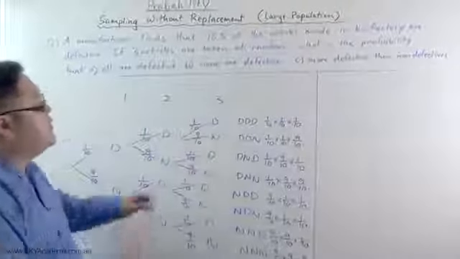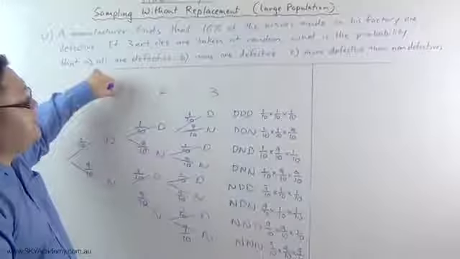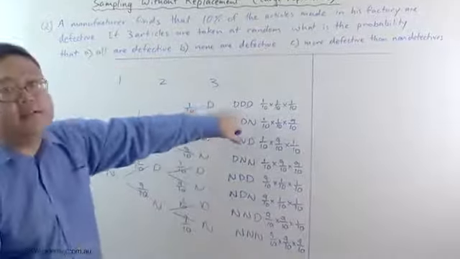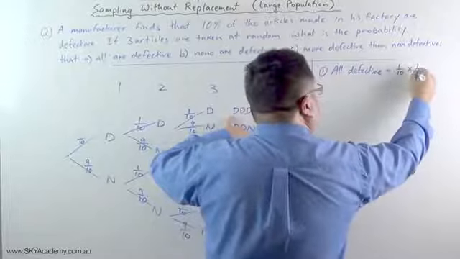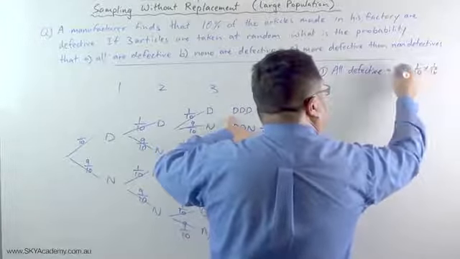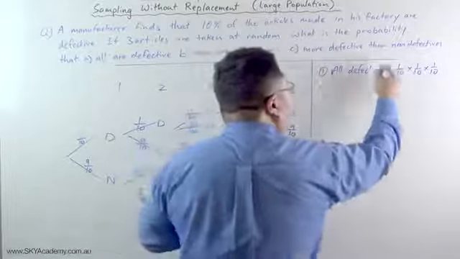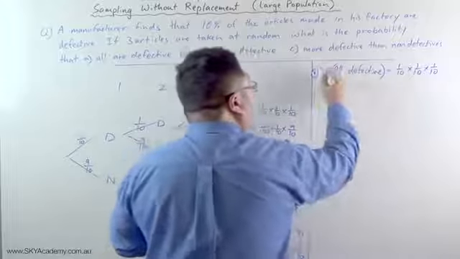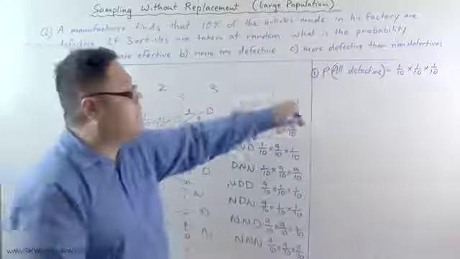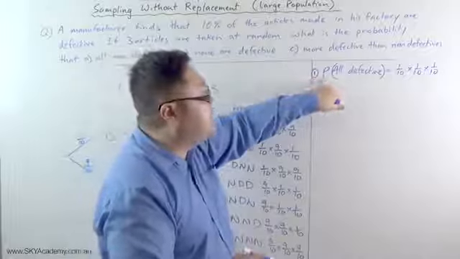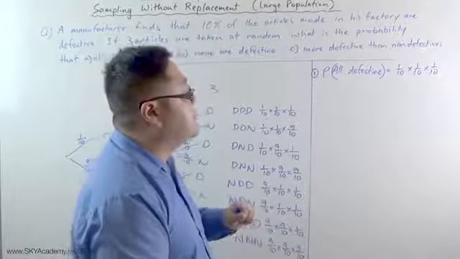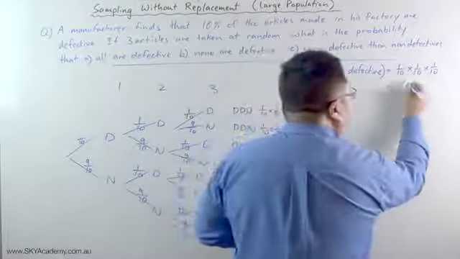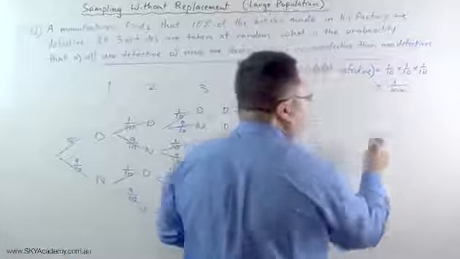Now when it comes to doing these questions, all are defective. What is the probability that all are defective? All are defective: 1 out of 10 times 1 out of 10 times 1 out of 10. Now, if I did this, would you understand what I'm doing? Putting a bracket around there and putting a P in front. What does that mean? It means the probability that all of the items are defective. Does that make sense? Work it out. It comes to 1 out of 1,000.